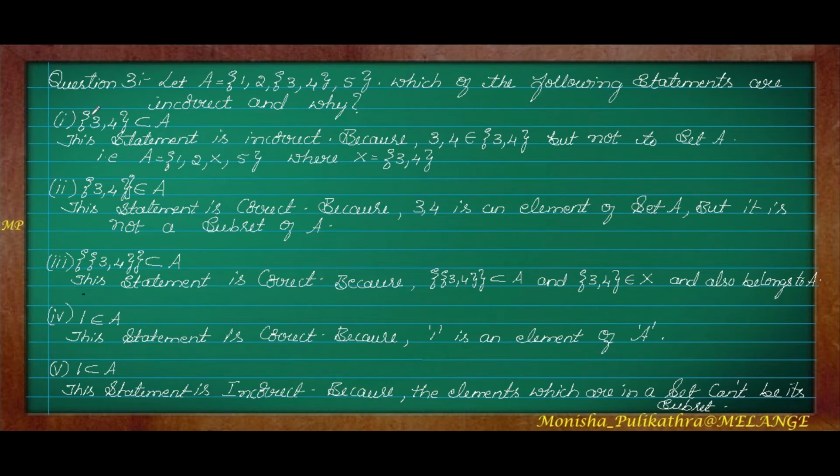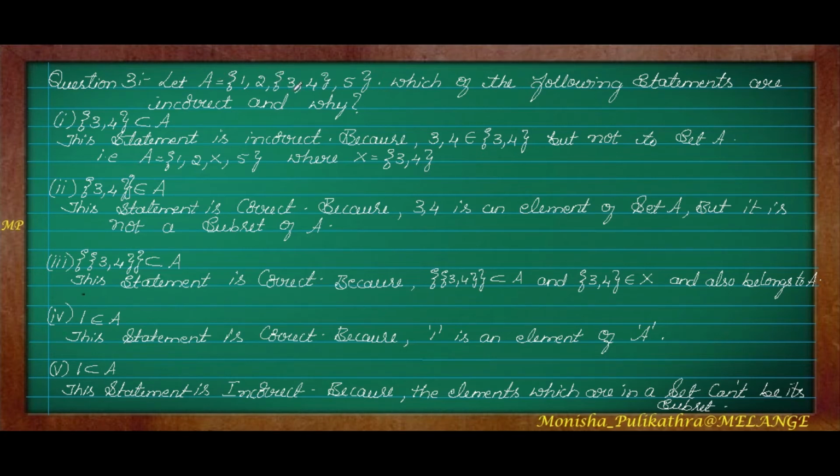Here the first sub question is {3, 4} is a subset of A. So {3, 4} is a subset of A. So it is absolutely wrong. Why? Because this is a separate set. If this is a separate set, subset means this element also includes in this area, not inside another subset. Okay, so this is a separate set and this is a separate set.